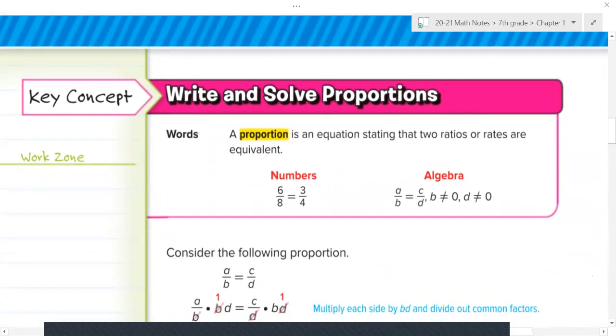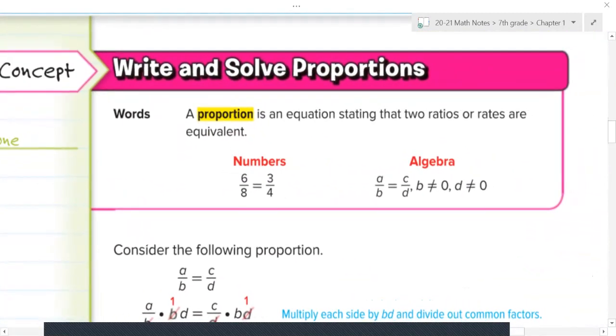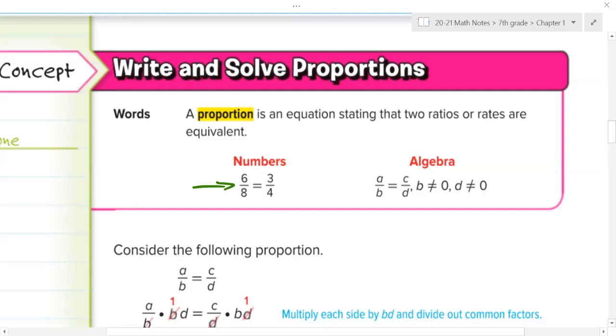Write and solve proportions. A proportion is an equation stating 2 ratios or rates are equivalent. So for example, 6/8 is equal to 3/4. You guys have been doing this all year when you have been solving so many different expressions and equations, and you have to have it into simplest form. So this is just putting things into simplest form. So that's the state of mind as far as having a proportion be equivalent.